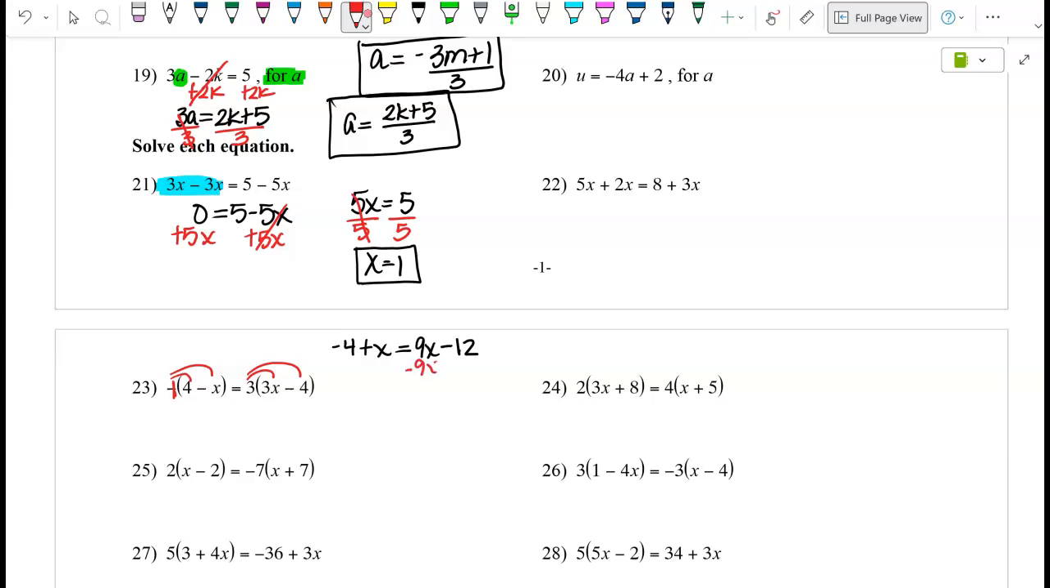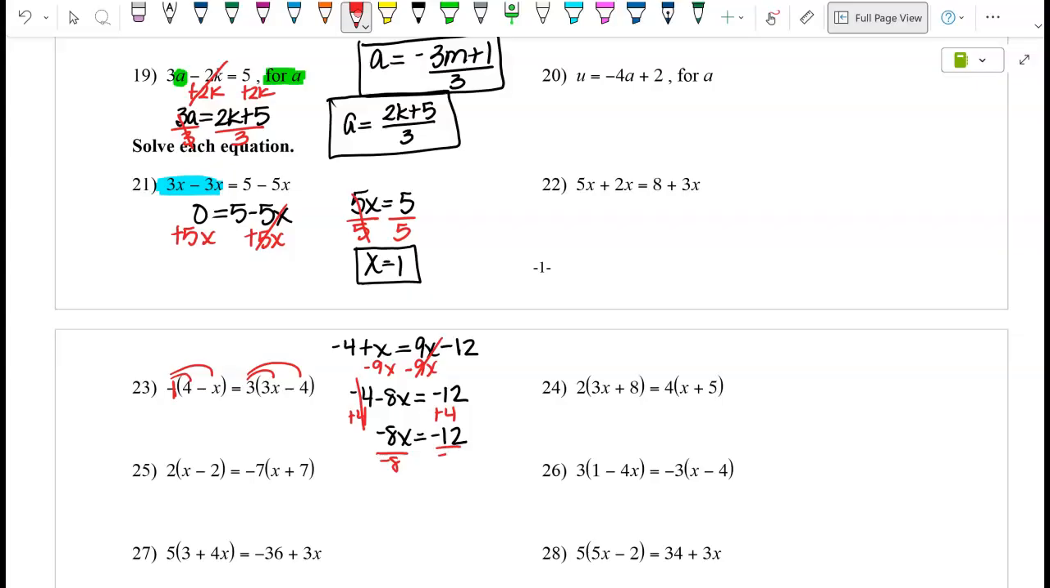Subtract 9x from both sides so we can get our variable on one side. So negative 4 minus 8x equals negative 12. Then what did you do? Add 4 to both sides. So we get negative 8x equals negative 12. And then what's the last step, Lily?